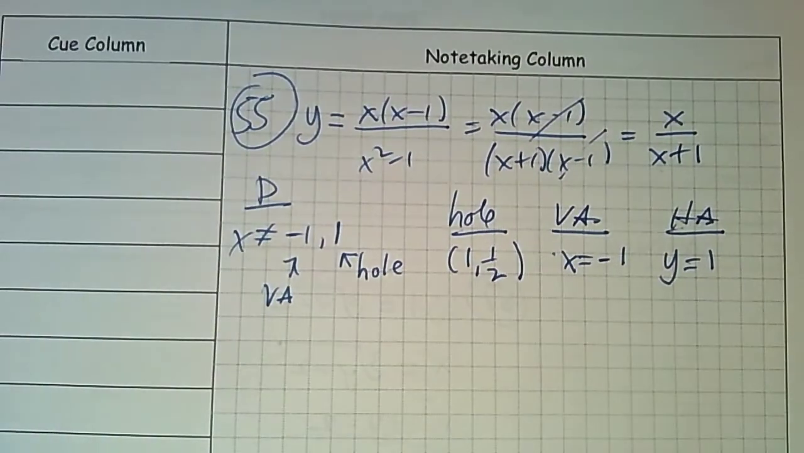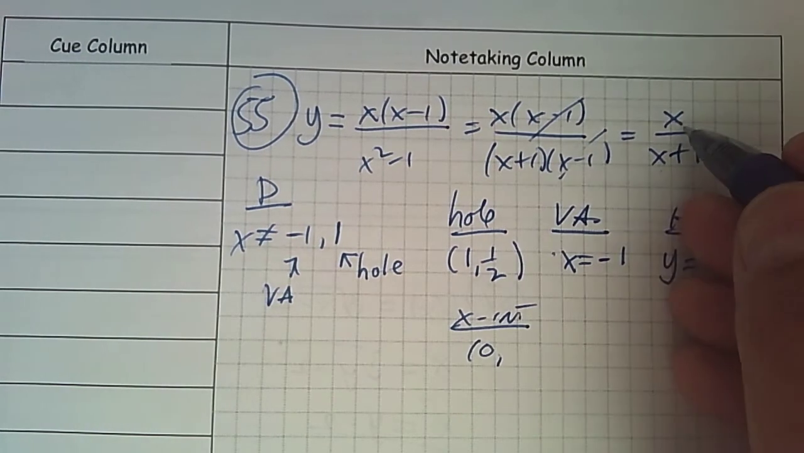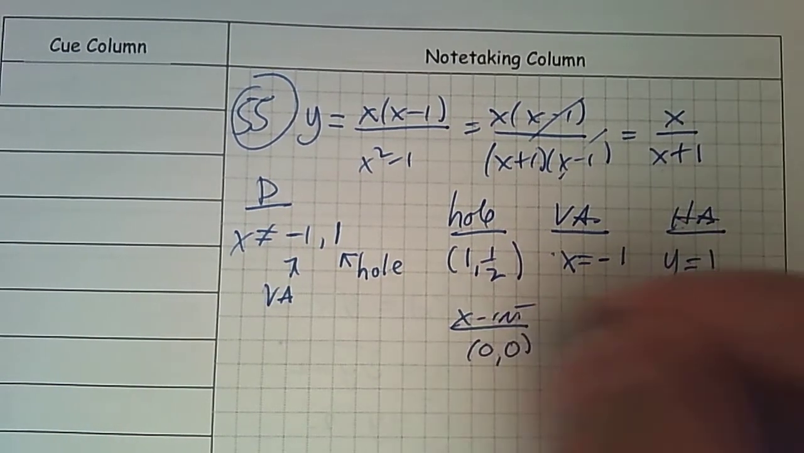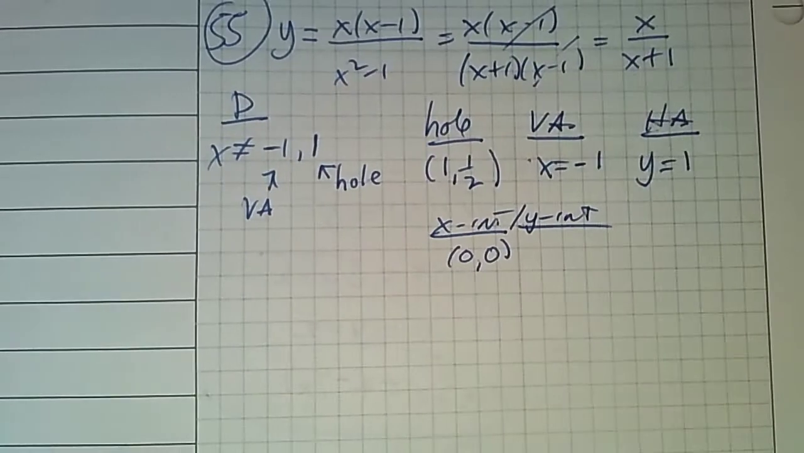Any intercepts? So we do have an x-intercept at 0. So if I plug in 0, the answer is 0. That means it's also a y-intercept. And then we're going to graph it.